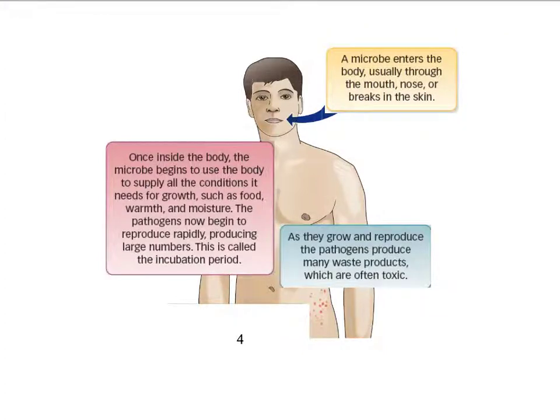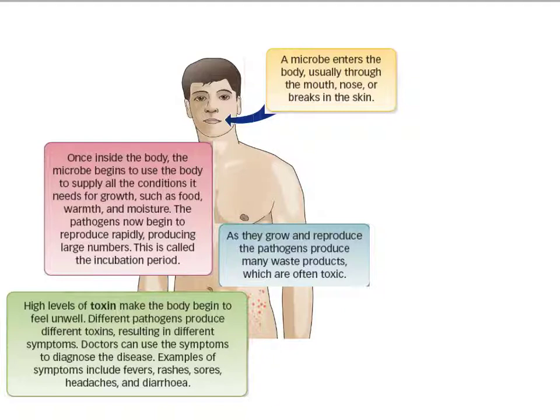Now, as they carry on growing and reproducing, some bacteria and fungi and viruses will produce waste products, which are often toxic, which we'll call toxins. Now, these can be poisonous to the body and can cause symptoms which are very unpleasant. However, most of the time, the symptoms that you actually get from an infection are caused by your immune system trying to fight off the infection itself. So, as I mentioned previously, these toxins will make the body begin to feel unwell. Different types of pathogens will produce different toxins, so you get different symptoms.